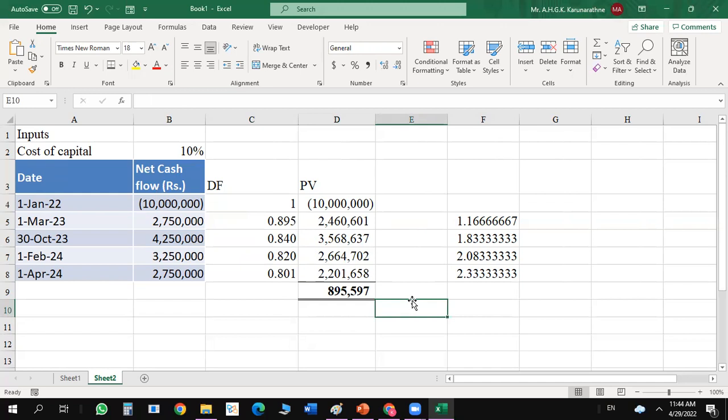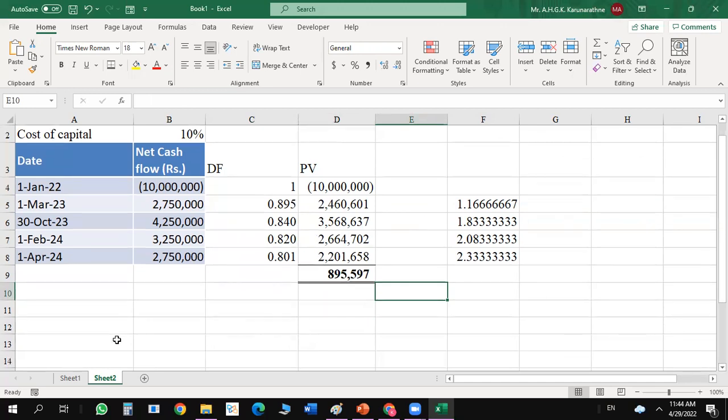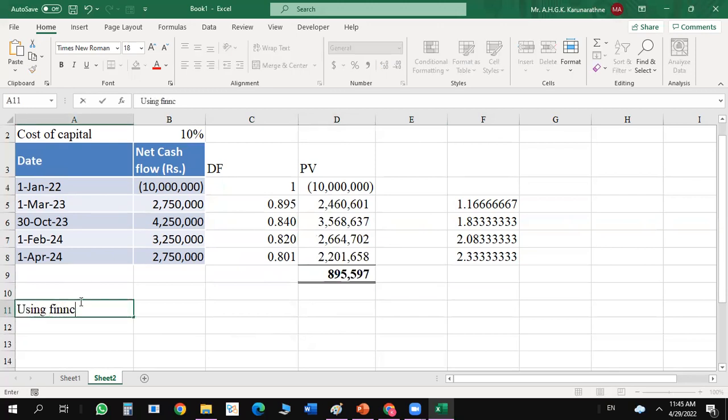We will now see how we could use an inbuilt finance formula to compute NPV for a project like this, or a project with irregular cash flows like this. When there are irregular cash flows, how do we compute NPV? Very easy. Let's see, using the finance function.